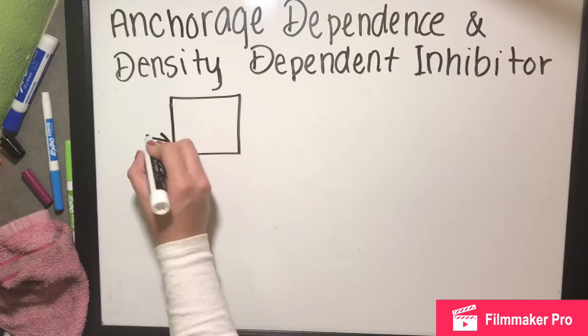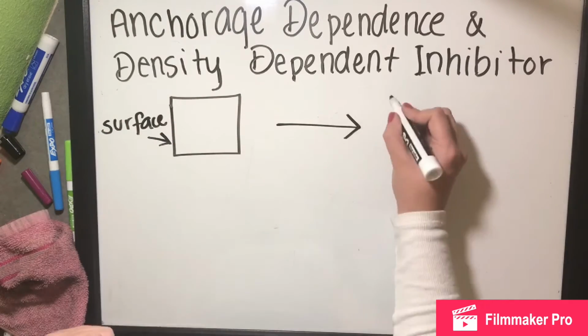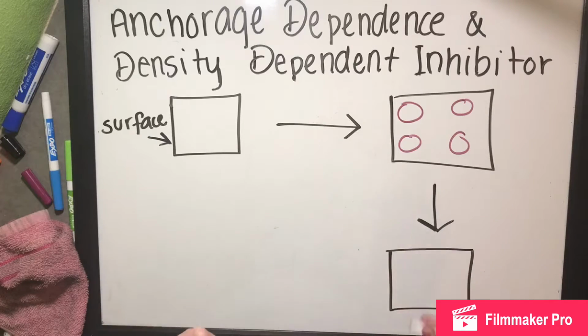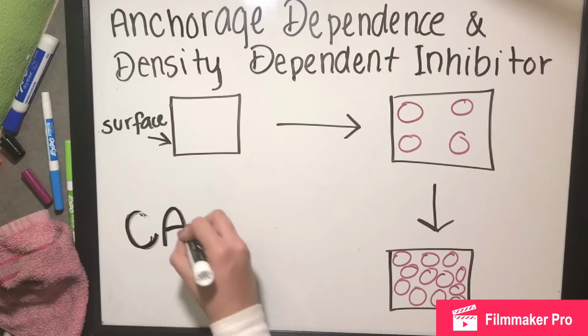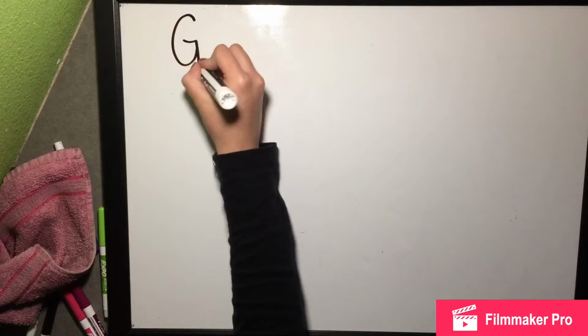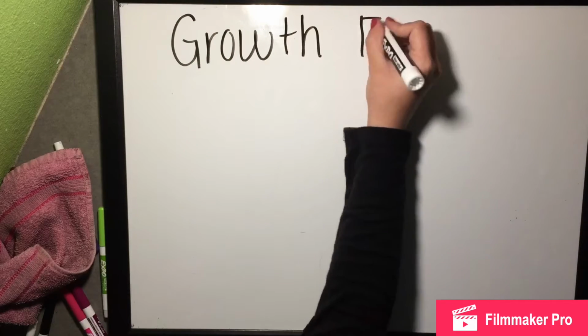In order for a cell to divide, it must be in contact with a solid surface. That's anchorage dependence. Density-dependent inhibition means that if a cell is crowded, it will not divide. Cancer ignores this rule and keeps dividing uncontrollably. A cause of density-dependent inhibition is lack of growth factors.